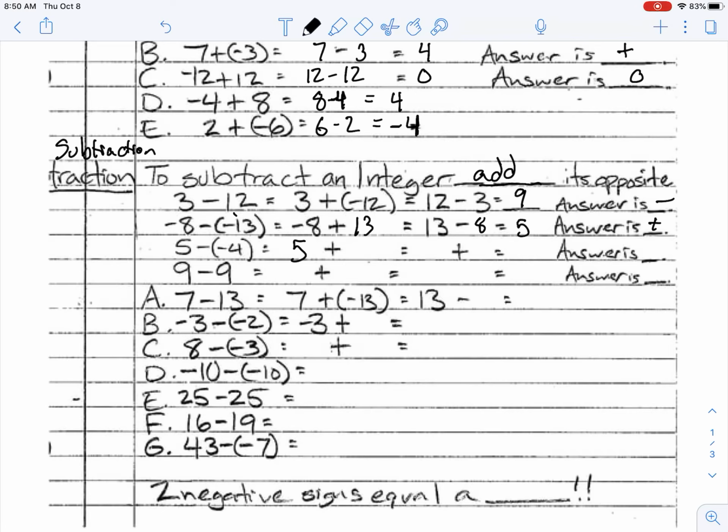All right, so we're going to keep the first number, change the operation, and take the opposite. So that's going to turn to 5 plus 4, which is just 9. And the answer is positive, obviously, because we added the same signed numbers. All right, and then finally here we're going to have 9 minus 9, so that is 9 plus -9.